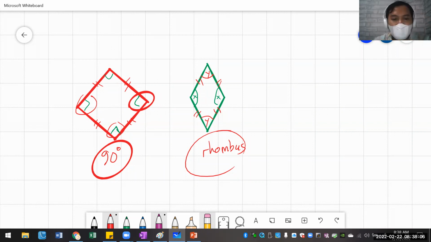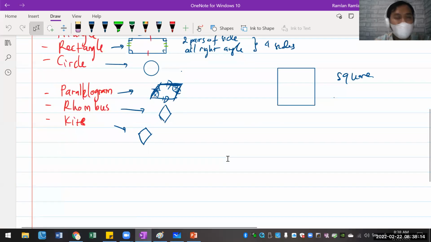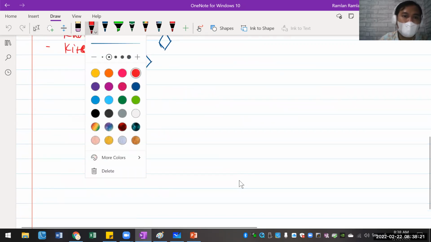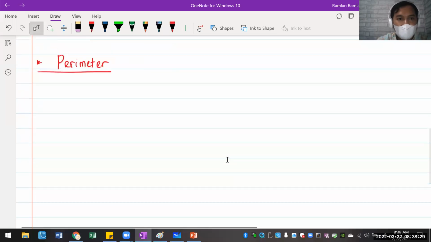Okay, so let's go back here again. So this is the first thing that we need to review. The second one is we're going to learn specifically about perimeter and area. I'm going to go to the next subtopic in two-dimensional shapes, which is perimeter. So let's say I'm going to write down perimeter. This is the new topic from two-dimensional shapes that we're going to learn today.